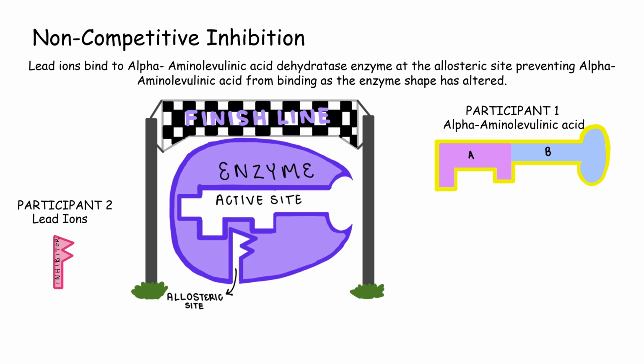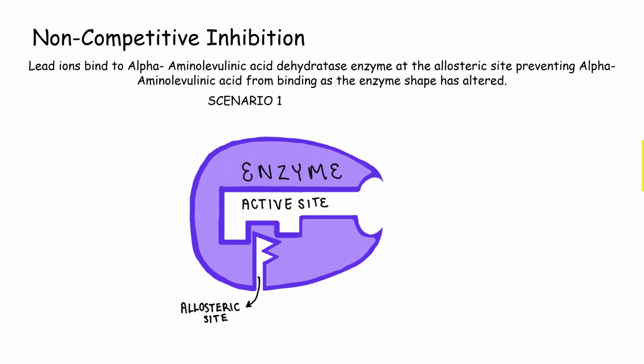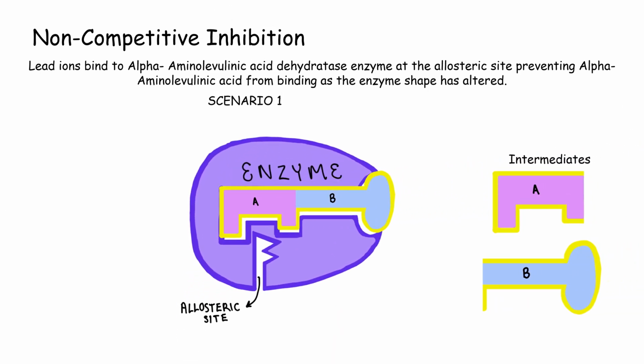There are also two scenarios that can arise from this. In scenario 1, let's say the substrate beats the inhibitor. It will bind to the active site of the enzyme. Referring back to our scientific example, this is alpha-aminolevulinic acid. This will result in an intermediate being formed in the hemoglobin synthesis, which will allow for oxygen to be transported in the blood.